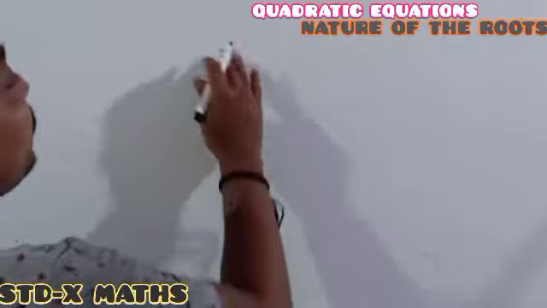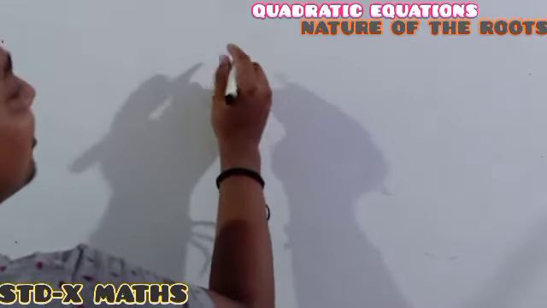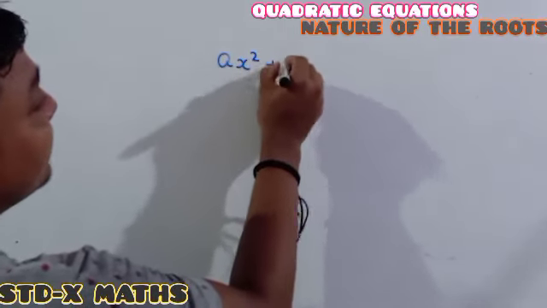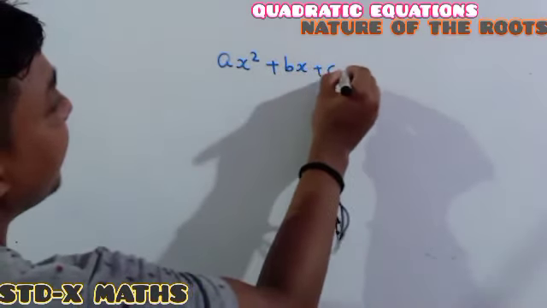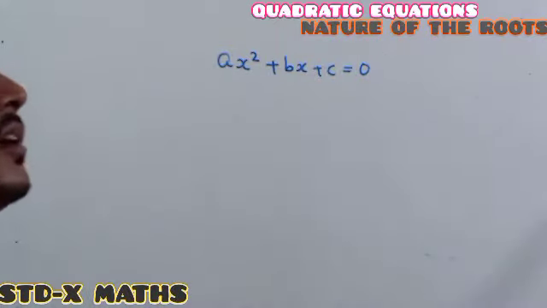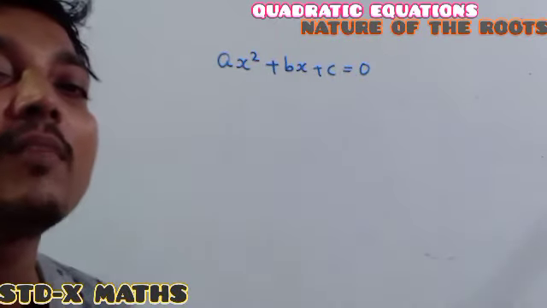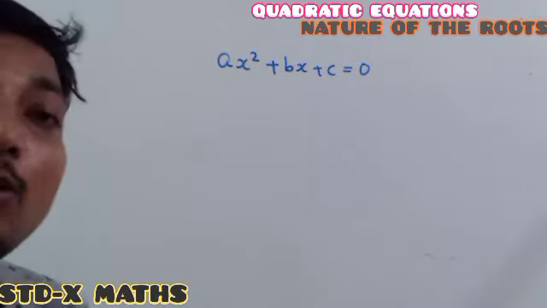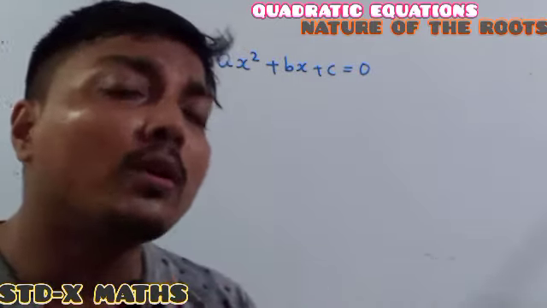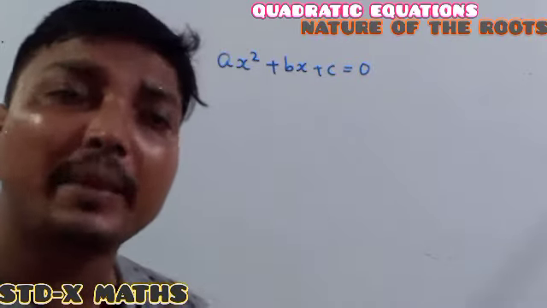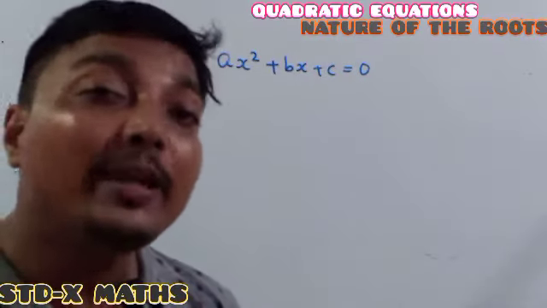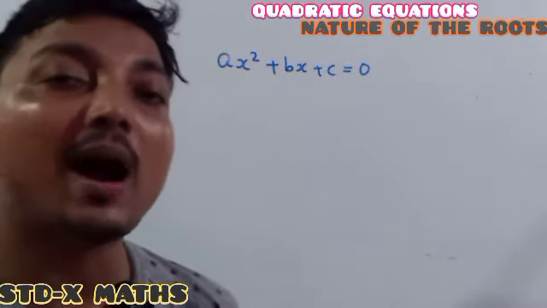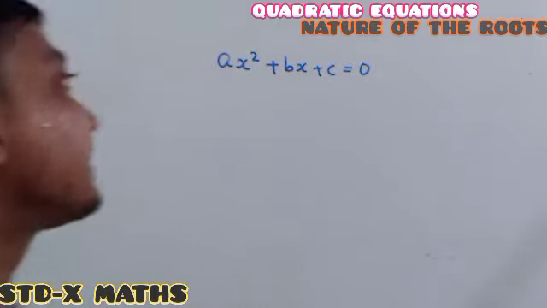See, now we will discuss the nature of the roots. ax square plus bx plus c equal to 0 is the standard form of our quadratic equation. Listen to one thing: how can we say, without getting the roots of the quadratic equation by using the last three methods, what the nature of the roots will be? You just have to listen.